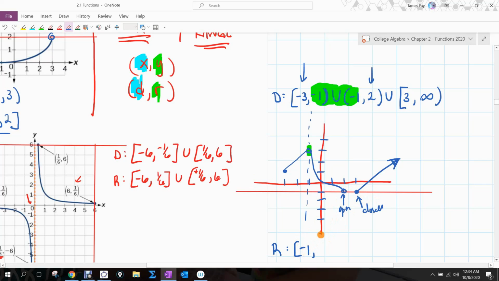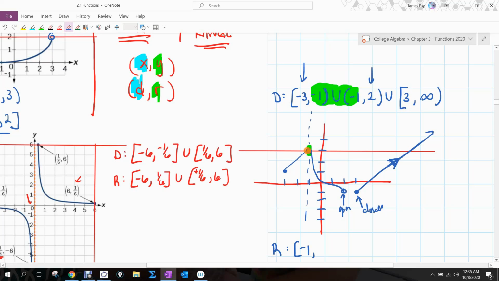So negative 1 needs to be included because there will be an ordered pair with that y value. Okay, now I keep going, and this is where it gets kind of tricky. Because a lot of people are going to say, well, your range stops at 3 because there's an open dot there. But what's this arrow tell me?